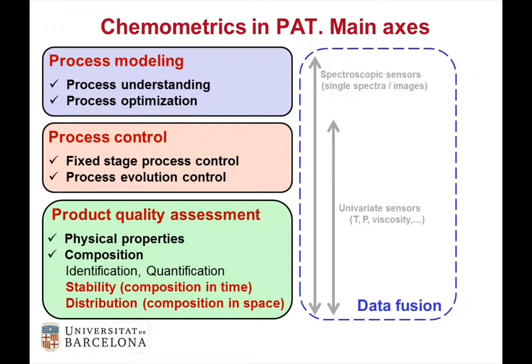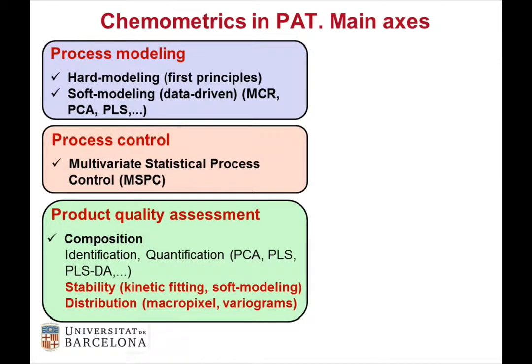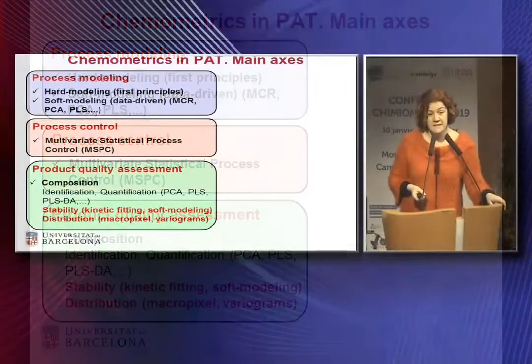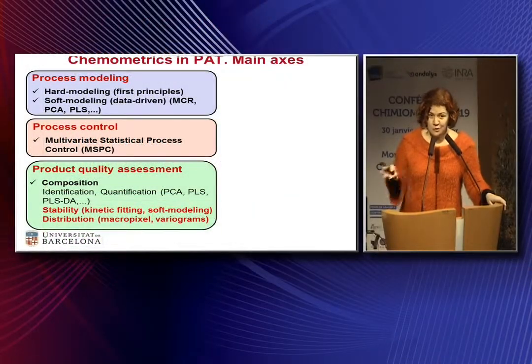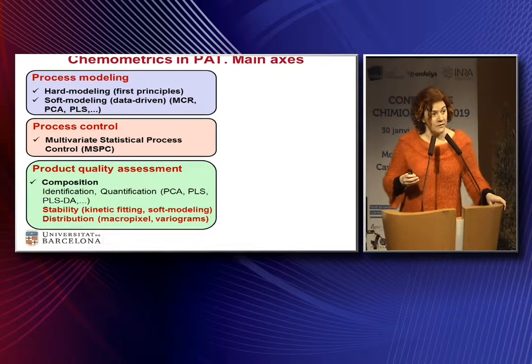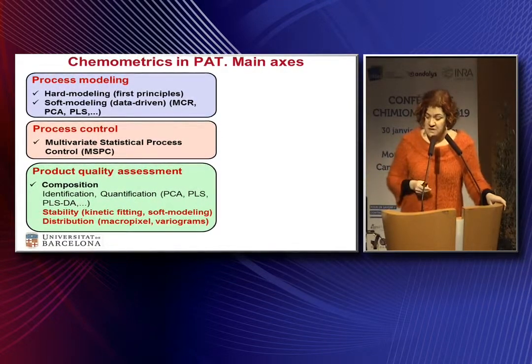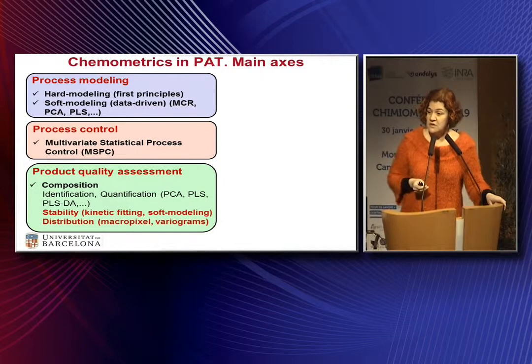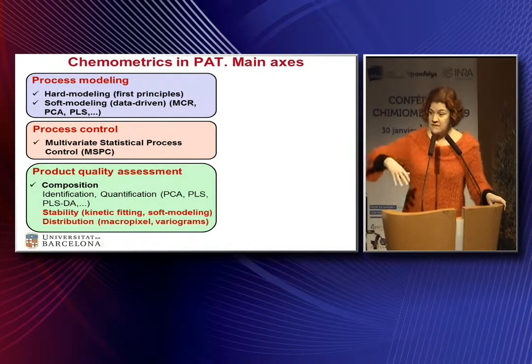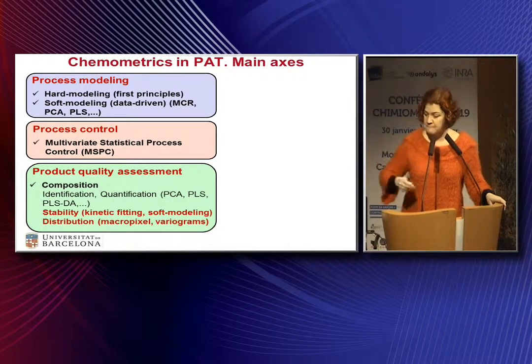To do all these tasks that I mentioned, we have many different tools in chemometrics. If I think about process modeling, for instance, we can divide the tools we have into two big families: hard modeling, if we really know the underlying physicochemical model that is ruling our process, a model based on first principles, but most often we use these soft modeling tools. So it is really the variation of the measurement that is telling us what's going on.